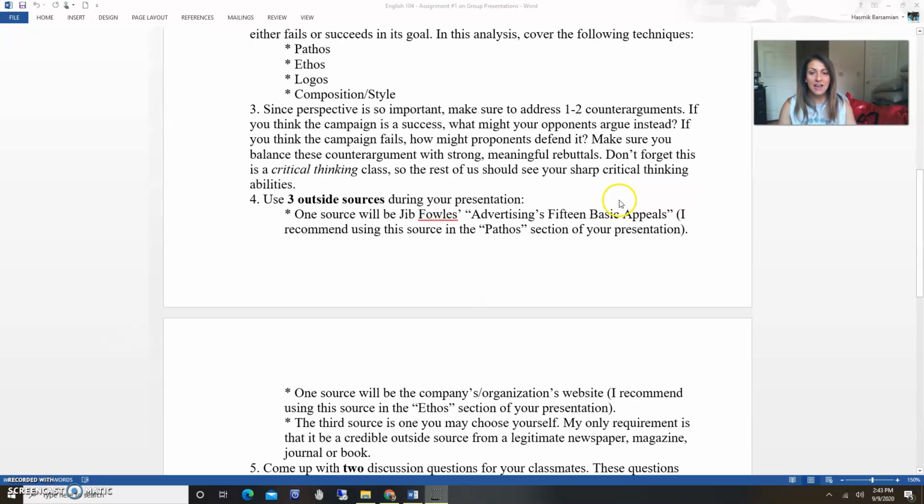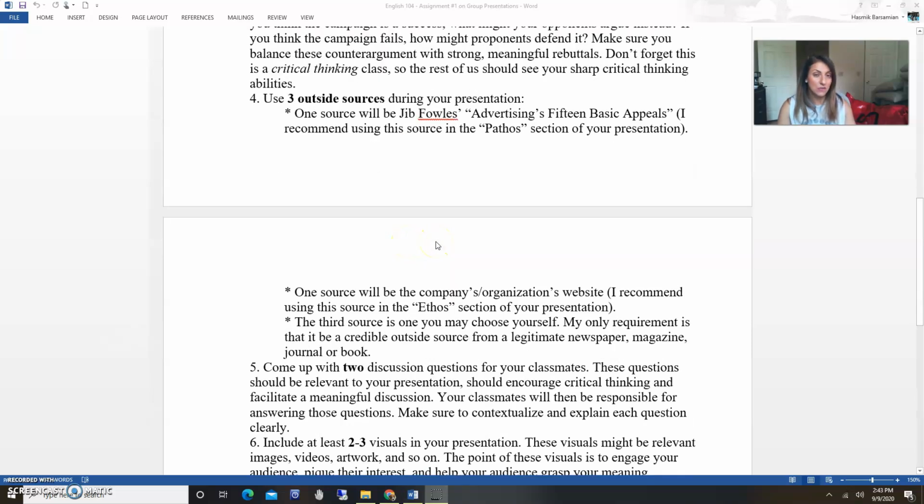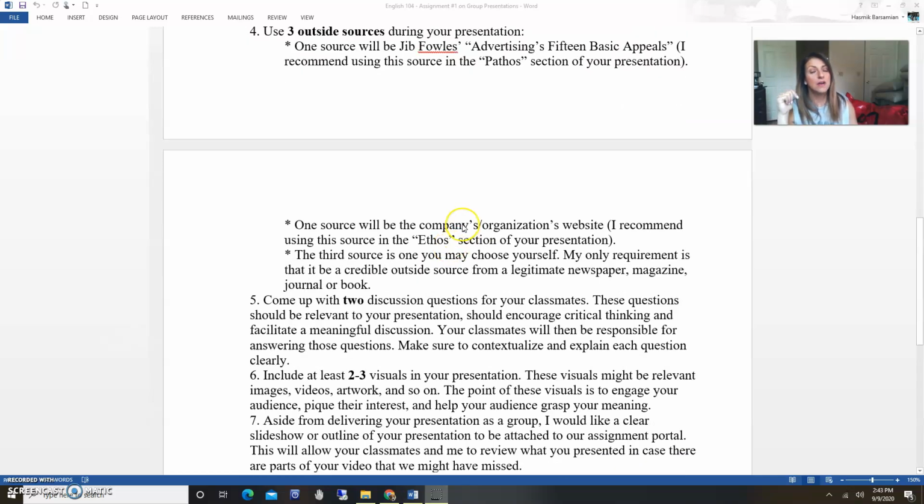And finally, I already kind of mentioned this. You do need to use 3 outside sources. The Jib Fowles article, which I would like you to use in your pathos section; the company's website, for some information about the company itself, maybe their date of establishment or other factors, which you're going to use in the ethos section; and finally, a source that you choose yourself.